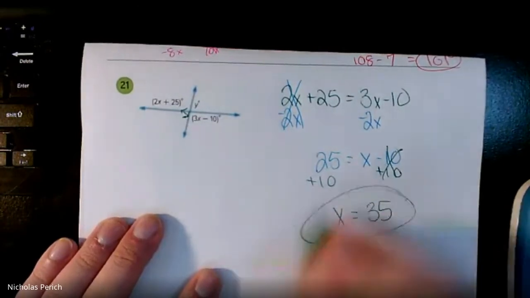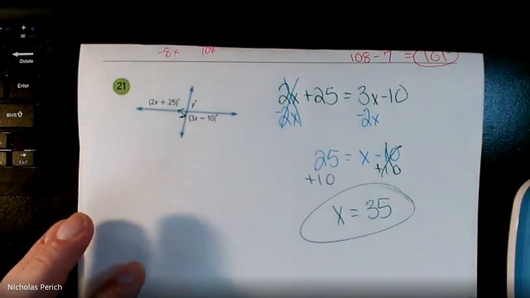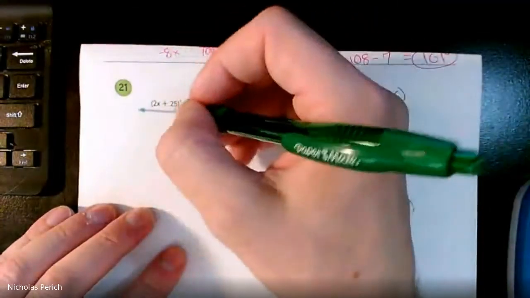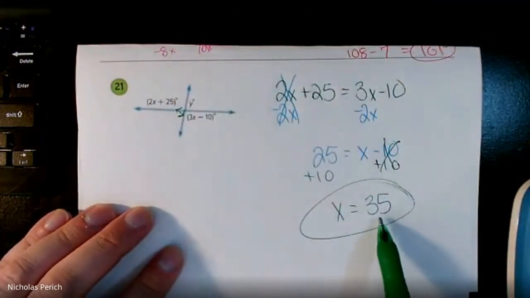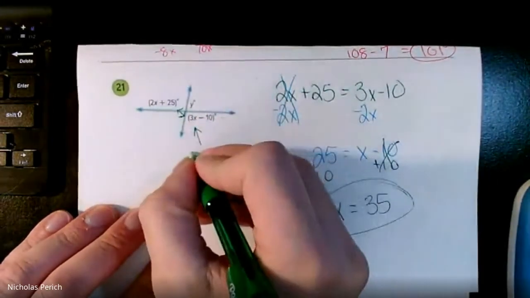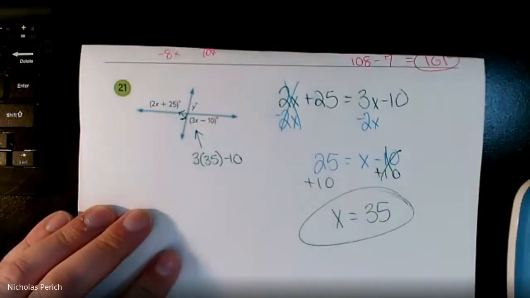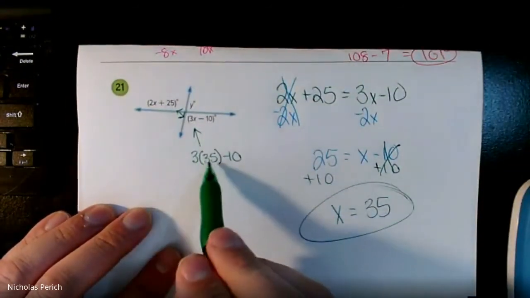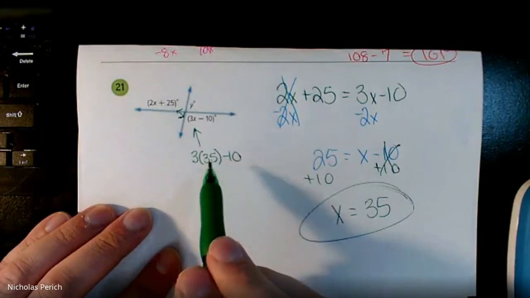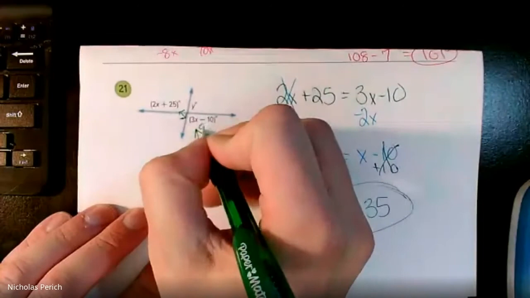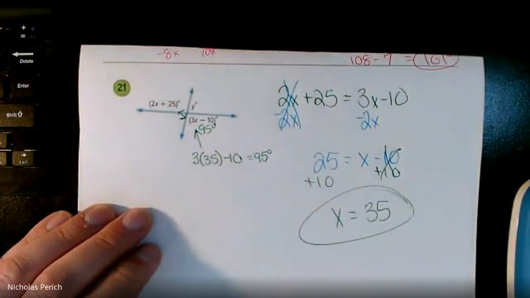The directions that I originally had were find both variables. Great, I found my x. What I didn't do is find my y yet. So what I'm going to do is say, all right, if x is 35, then that exact angle measurement is going to be 3 times 35 minus 10. 3 times 35 is 105. 105 minus 10 is 95. So this angle right here is 95 degrees.